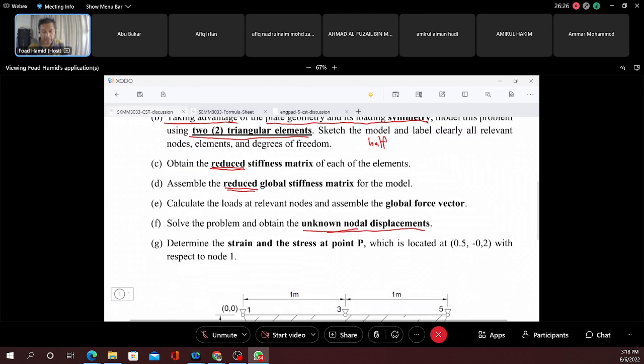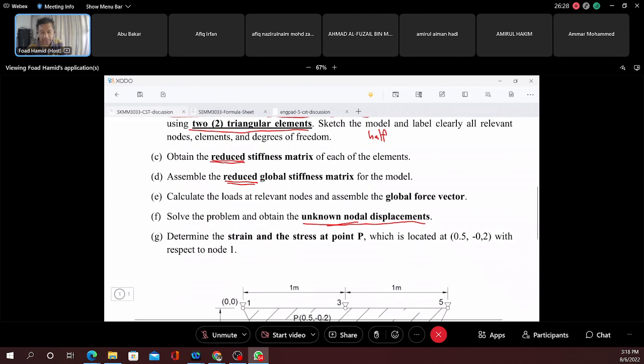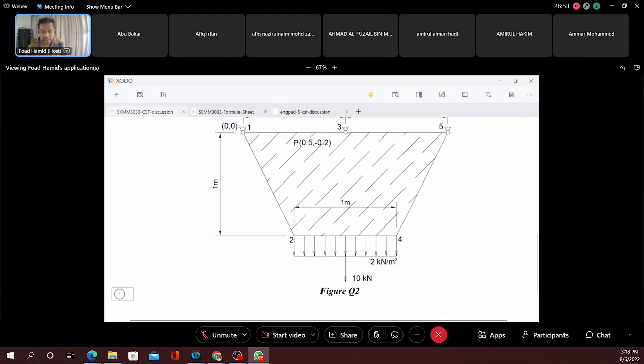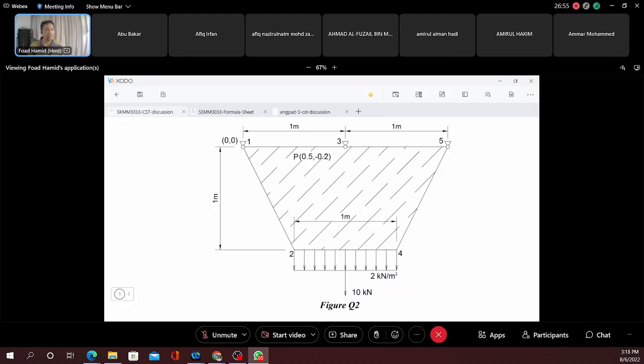All right, so once we get that, we can get the strain and the stress. Because once we get the displacement, we can use our solid mechanics relationship between displacement and strain and stress. So that's the idea. The important step is up to step F. So now my question is, how do we start here?